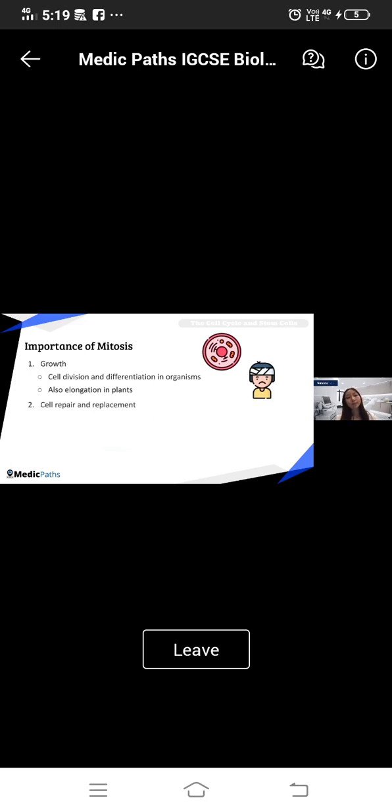You also need mitosis for cell repair and replacement. Let's say you injure yourself, you accidentally cut yourself while cooking, maybe you fell down playing football, soccer, whatever you call it. Well, you've lost cells, basically. You're not just bleeding, you've lost cells. So you need your cells to sort of divide and divide again so that you can get your skin cells back, okay, and cover that area.